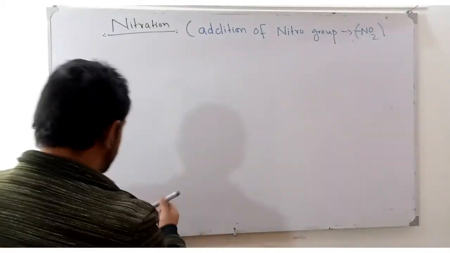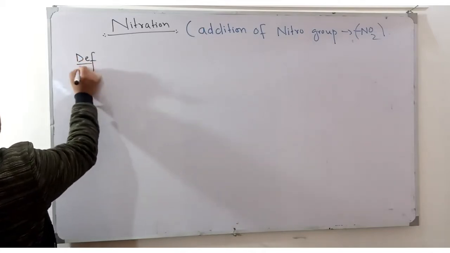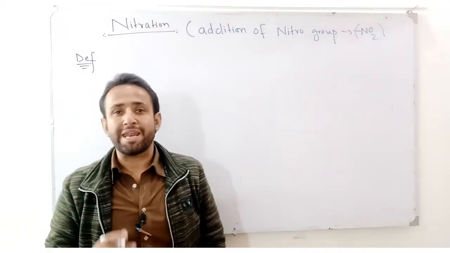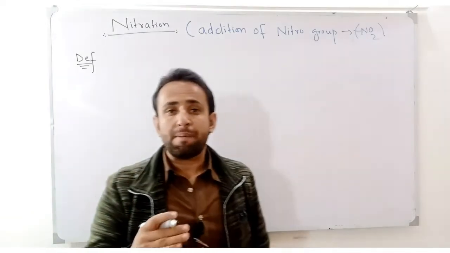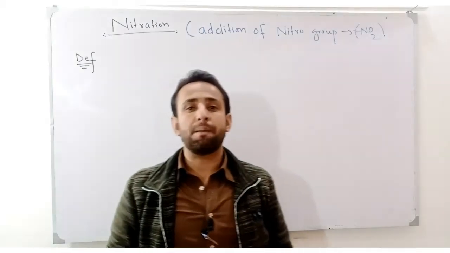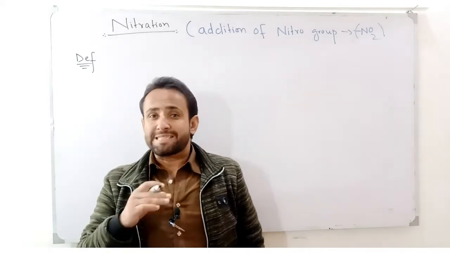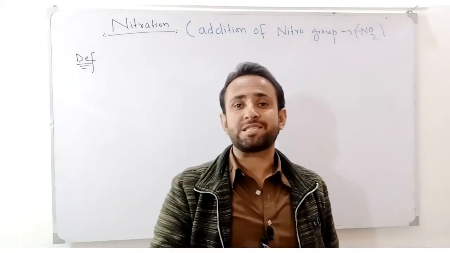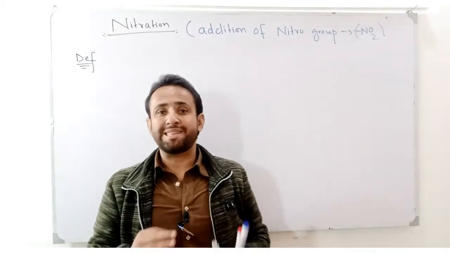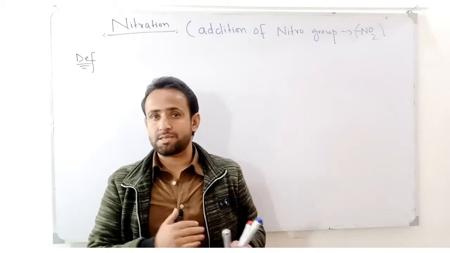So let's write the definition of nitration. What is the definition of nitration? The definition of nitration is very simple. In nitration, we basically replace one of the hydrogen atoms of the benzene molecule by the help of nitro group. In such reaction, we use a catalyst which is concentrated sulfuric acid. Along with the catalyst, we also apply the temperature to these reactions.